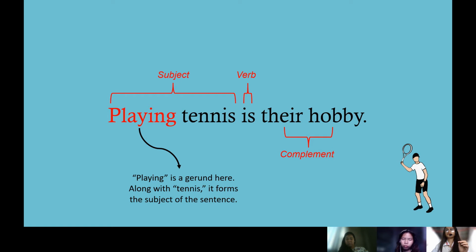So let's remove our writings there. Did you get it? Yes po. Okay, let me ask you now. With the sentence "playing tennis is their hobby," what is their hobby according to the sentence? Playing tennis po. Now, for them, what is playing tennis?